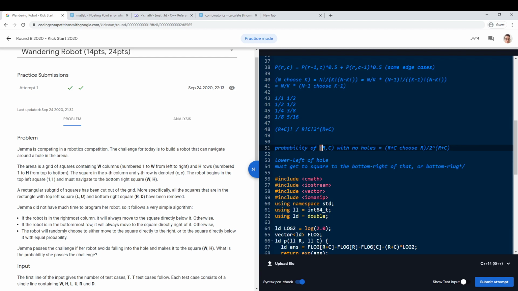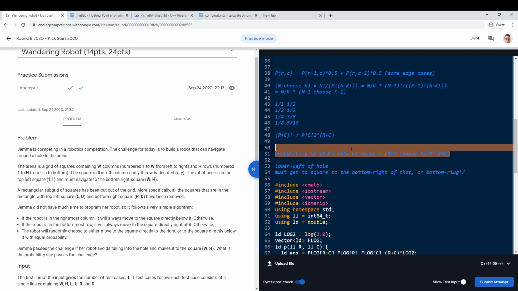Well, to get to the cell (R, C), we must have taken R plus C steps, and R of them must have been down, I guess, row steps, and C of them must have been column steps. And so the probability of that happening is the number of ways to choose R of the steps to be rows divided by the total number of ways to choose a path of length R plus C, which is just 2 to the R plus C, because every step you have a choice of going right or going down.